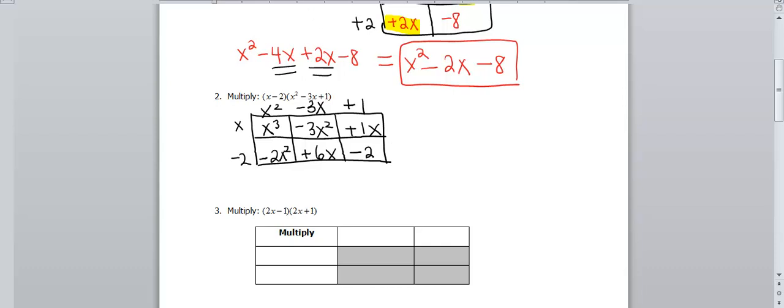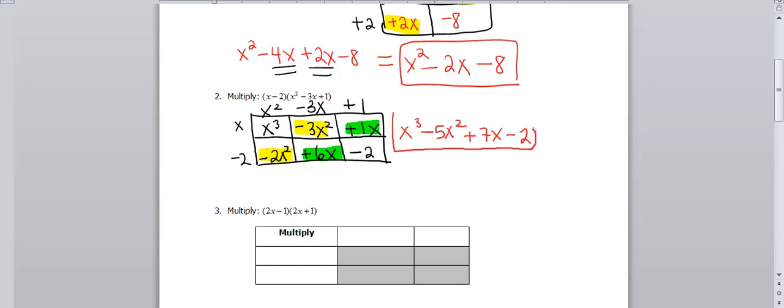Okay, again, let's go through and look for like terms. So I've got a like term here and here, and then I've got a like term here and here. So when I combine all of my like terms together, the x cubed doesn't have one, so I'm just going to write that by itself. I combine my negative 3x squared and my negative 2x squared. I get a negative 5x squared. I combine my positive 1x and positive 6x. That gives me a positive 7x. And then I've got my negative 2 here dangling on the end.